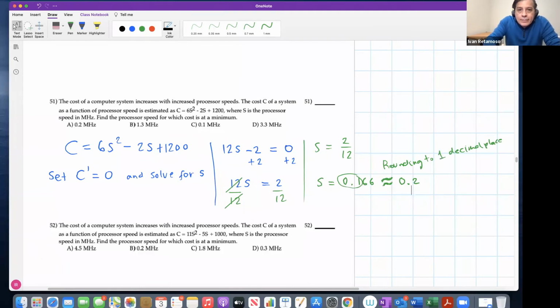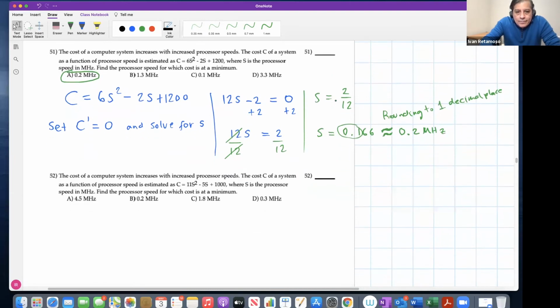Someone commented something on the chat. Let me see. Excellent, Tawilda. Yeah, very good. Don't get confused sometimes. It's in the exam, rounded, because this will appear there. It's not 1.2, it's 0.2, because I'm rounding it to 1 decimal place. 0.2 megahertz. In the end, you attach the units. Megahertz. That's it.